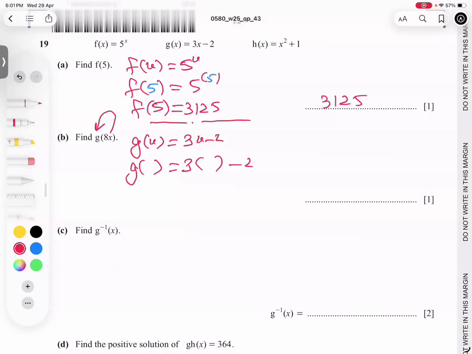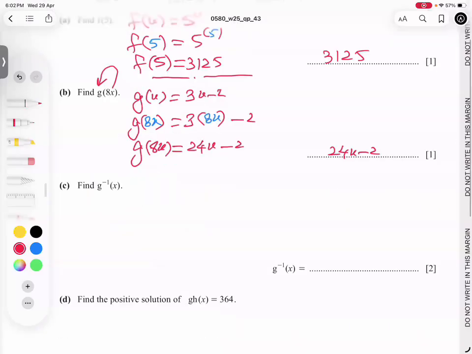So 8x will come here and here. So I'm writing 8x here, I'm writing 8x here. So 8 3s are 24x and negative 2. And if you just check it, we got our answer. So 24x minus 2 is our final answer.